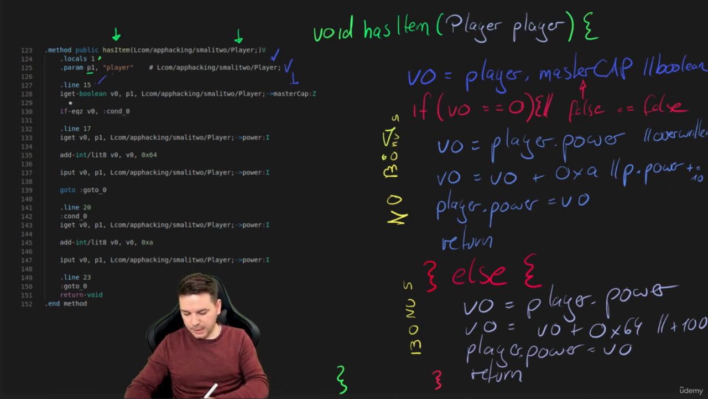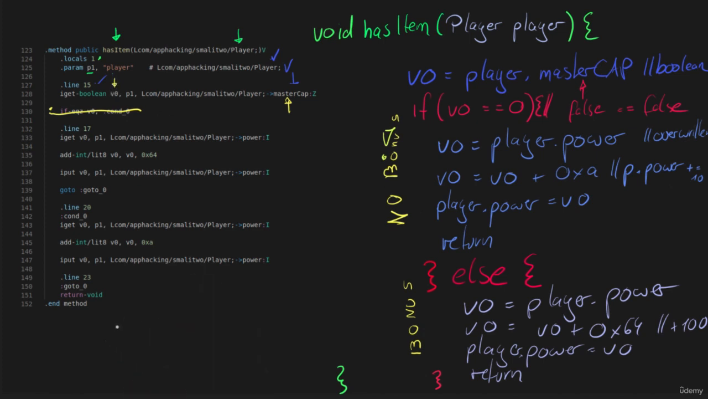So let's see. We are in this if statement over here. And what we want to do is patch this in the following way. We do our 200 IQ play and we simply erase this line. Yes. Okay. Then we have our code. We are putting our master cap from type Boolean into v0. Okay. So at this line over here, we have v0. So we are at this line.